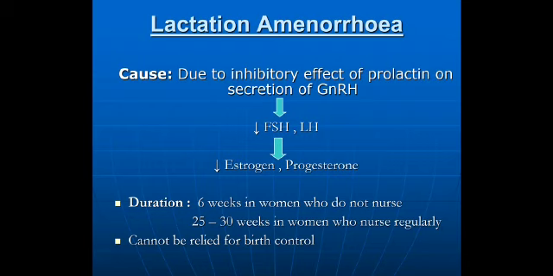That is why within 6 weeks the mothers menstruate once they stop nursing, or if they don't nurse, while it continues to around 25 to 30 weeks in women who nurse regularly. It cannot be relied on for birth control, but it is an effective method of contraception.